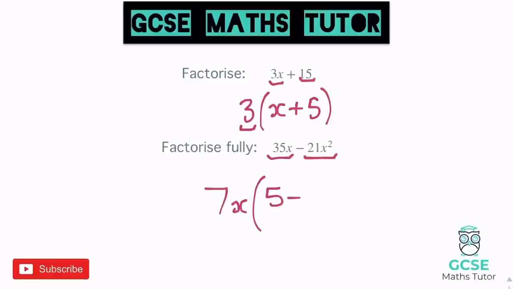Copy the symbol. We times 7 by 3 to get 21, but we want that to be an x squared, so I'm going to stick another x in there with it. That would enable us to get an x squared when we expand that, and there's our final answer, factorised fully.